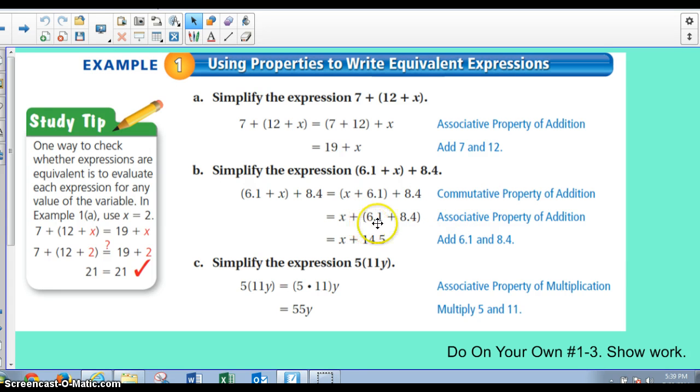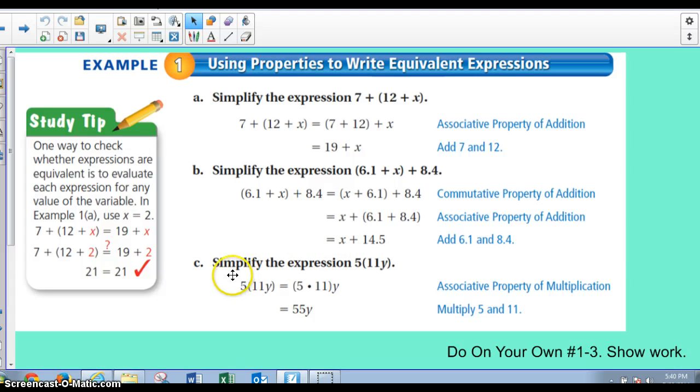Step 2. Now I move the parentheses, and that's the associative property. I can take those parentheses and move them to include only the numbers. Now I can figure out the problem. 6.1 plus 8.4 equals 14.5. Bring down my x and my plus. That's my answer.